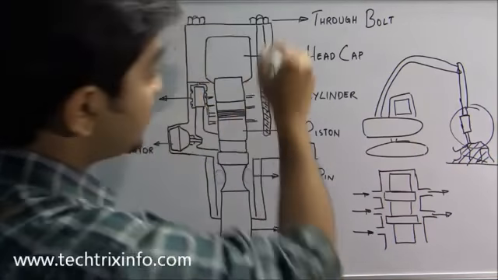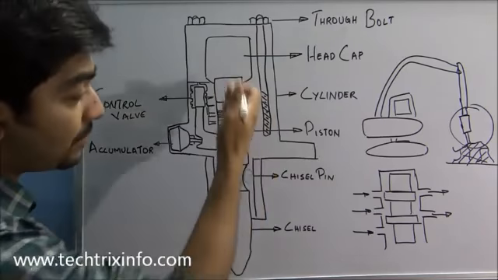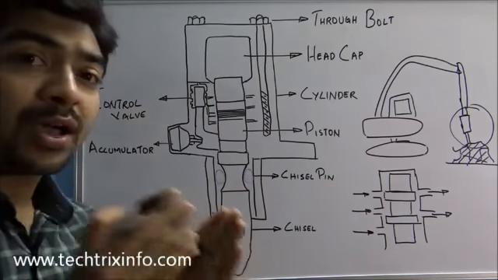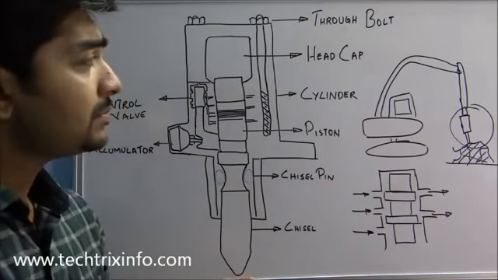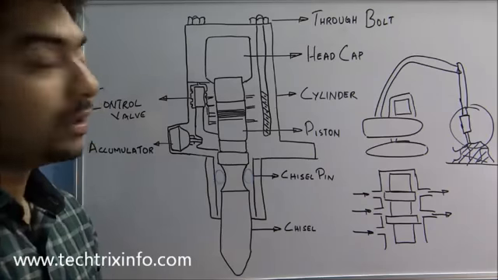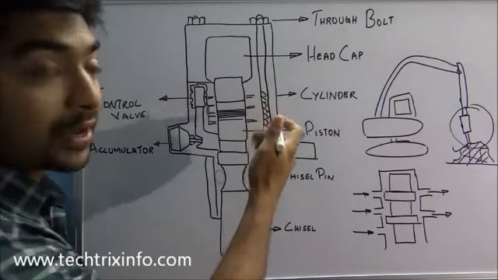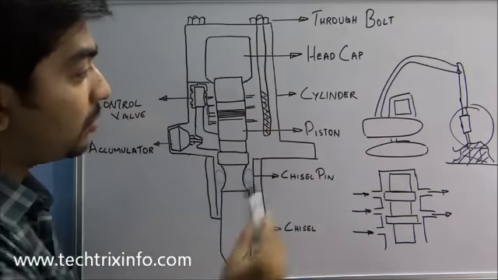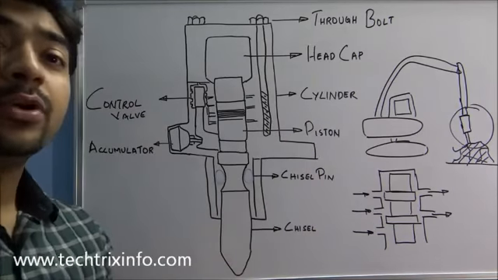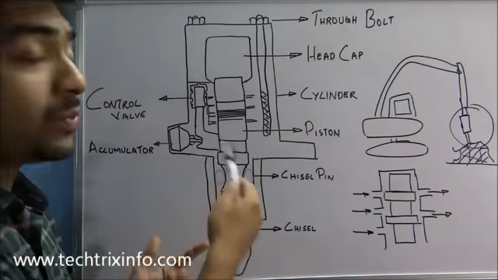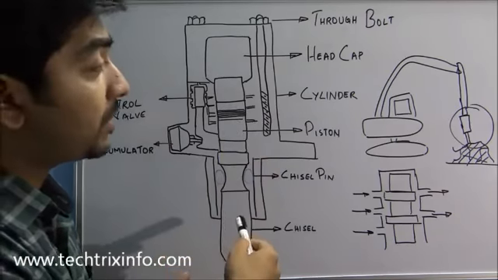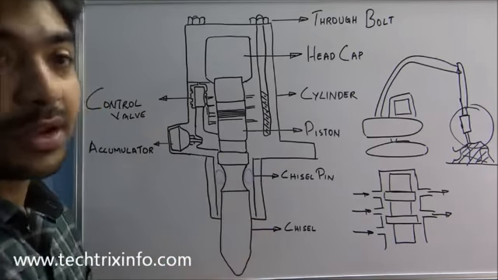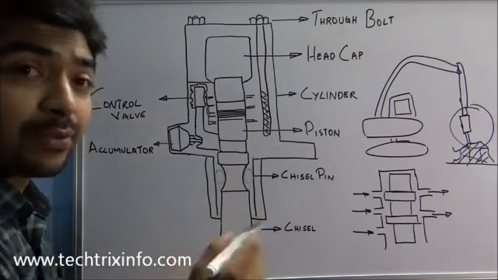So this is how a rock breaker looks, and these are the internal components of a rock breaker. The internal components are marked over here. In this video we'll be learning how a rock breaker actually works, I mean the basic working principle of a rock breaker. But before that, let's identify the components.